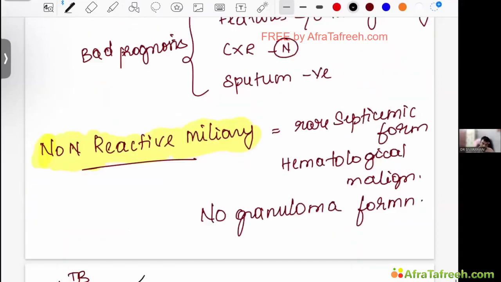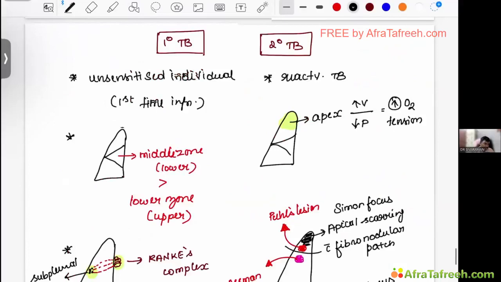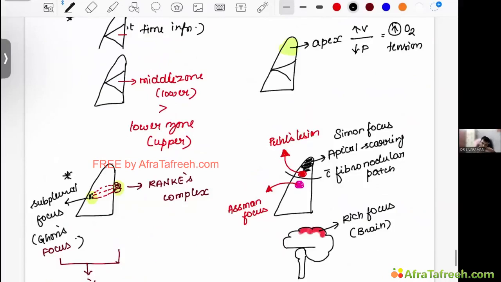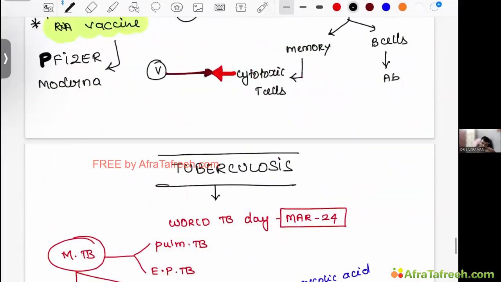Which one you want? This one. Yes, this one. This is TB.